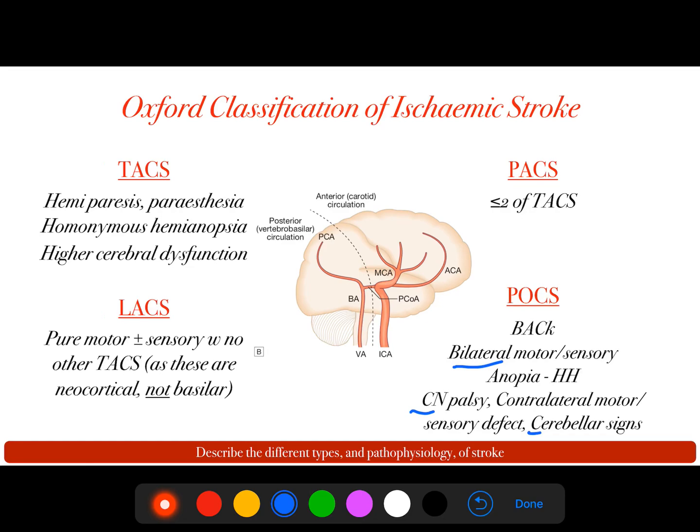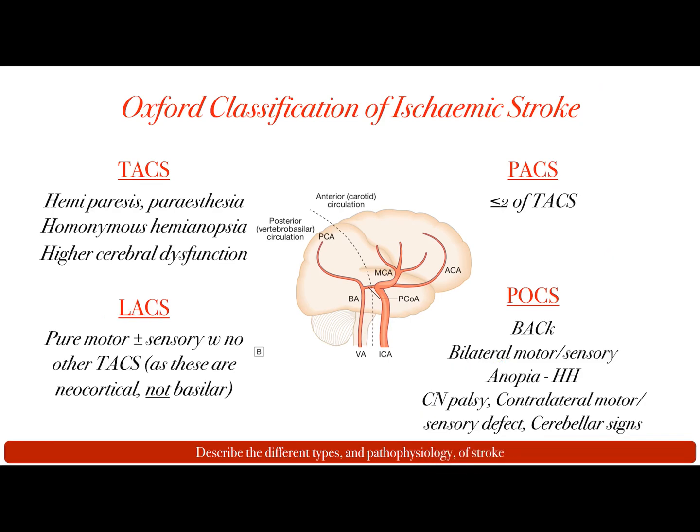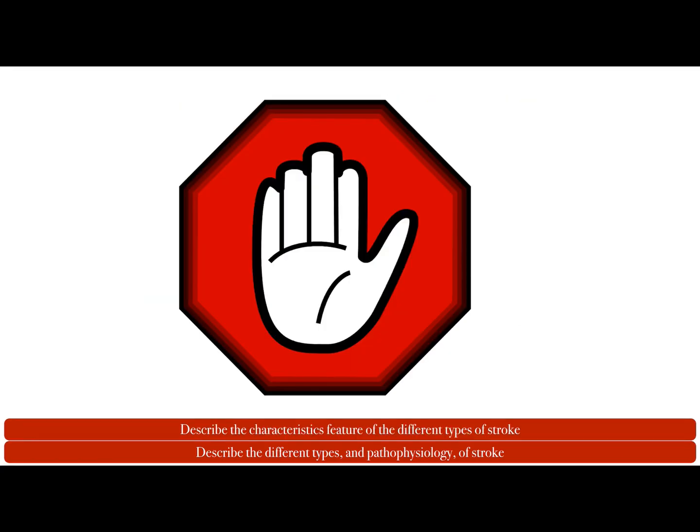So your cerebellar signs, DANISH, which every good medical student should know. So dysdiadochokinesia and dysmetria, ataxia, nystagmus, intention tremor. The S stands for slurred staccato speech, and H is hypotonia and the heel-shin test. And then your cranial nerve palsy, so any problems with your cranial nerves, basically.